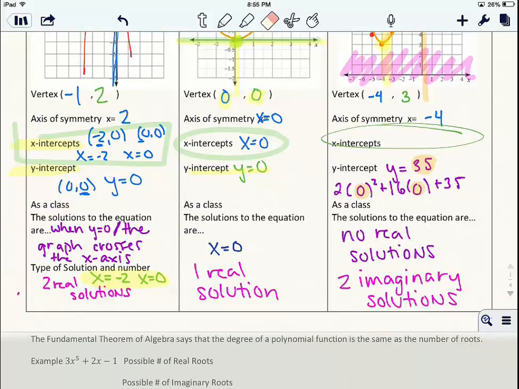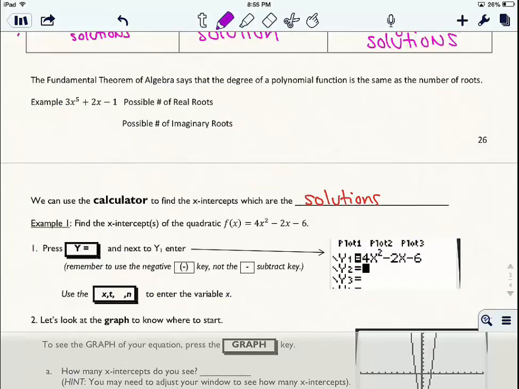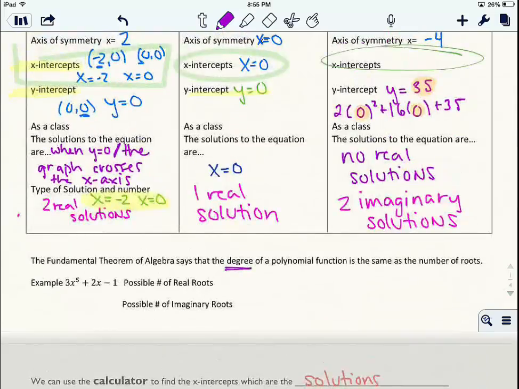As a matter of fact, there are two imaginary solutions. We can imagine where they are, and I can use algebra to give you a number for them, but they don't appear in the real world, and I can't draw a picture for them. That brings us to the fundamental theorem of algebra, which says that the degree of a polynomial function is the same as the number of roots.